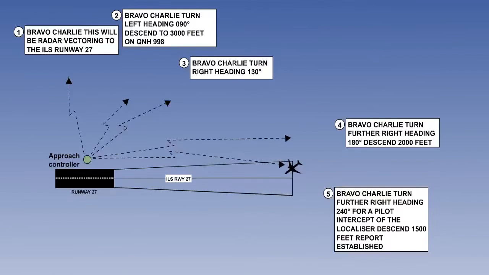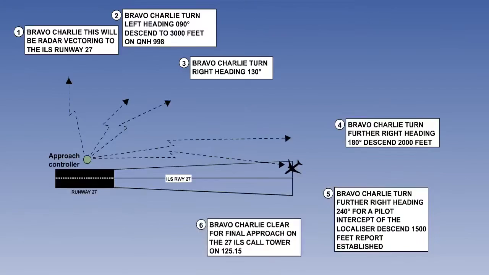Descend to 1,500 feet QFE and report localizer established. Bravo Charlie, localizer established. Bravo Charlie, clear for final approach on the 27 ILS. Call tower on 125.15.